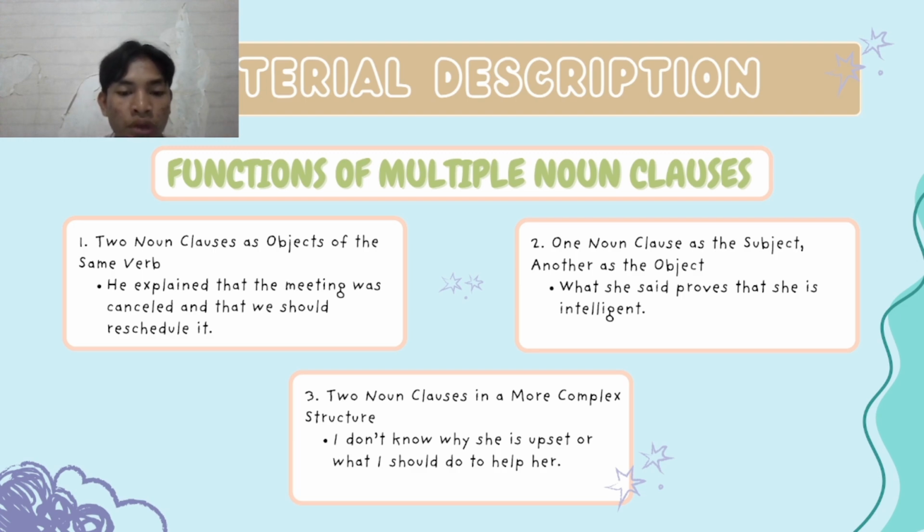And two noun clauses connected in a more complex structure. Here, two noun clauses are joined with "or" and "and" to form a compound object. For example: I don't know why she is upset or what I should do to help her. Both are objects of "don't know." Formula is main clause plus noun clause 1 plus or/and plus noun clause 2.